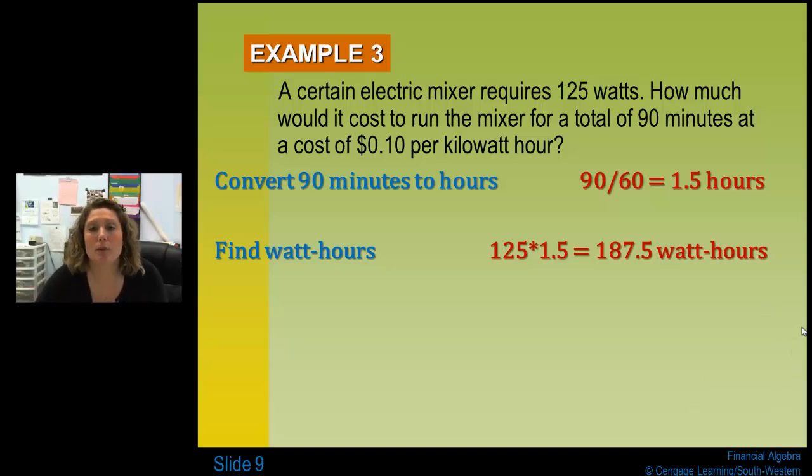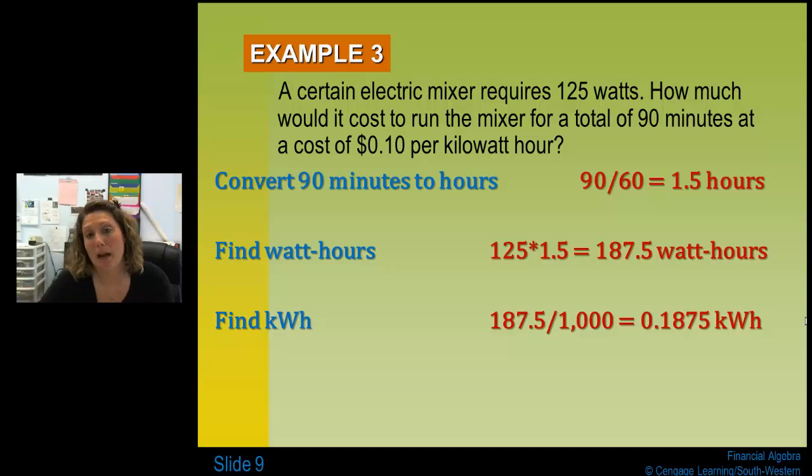Then we need to find the watt hours. So we take the 125 watts that it takes to run that electric mixer and multiply it by the time that we're going to run it for, which is an hour and a half, or 1.5 hours. Multiply those 2 values, and you end up with 187.5 watt hours. To find the kilowatt hours, we take the watt hours and convert that into kilowatts, so we have to divide it by 1,000, because remember there's 1,000 watt hours in a kilowatt.